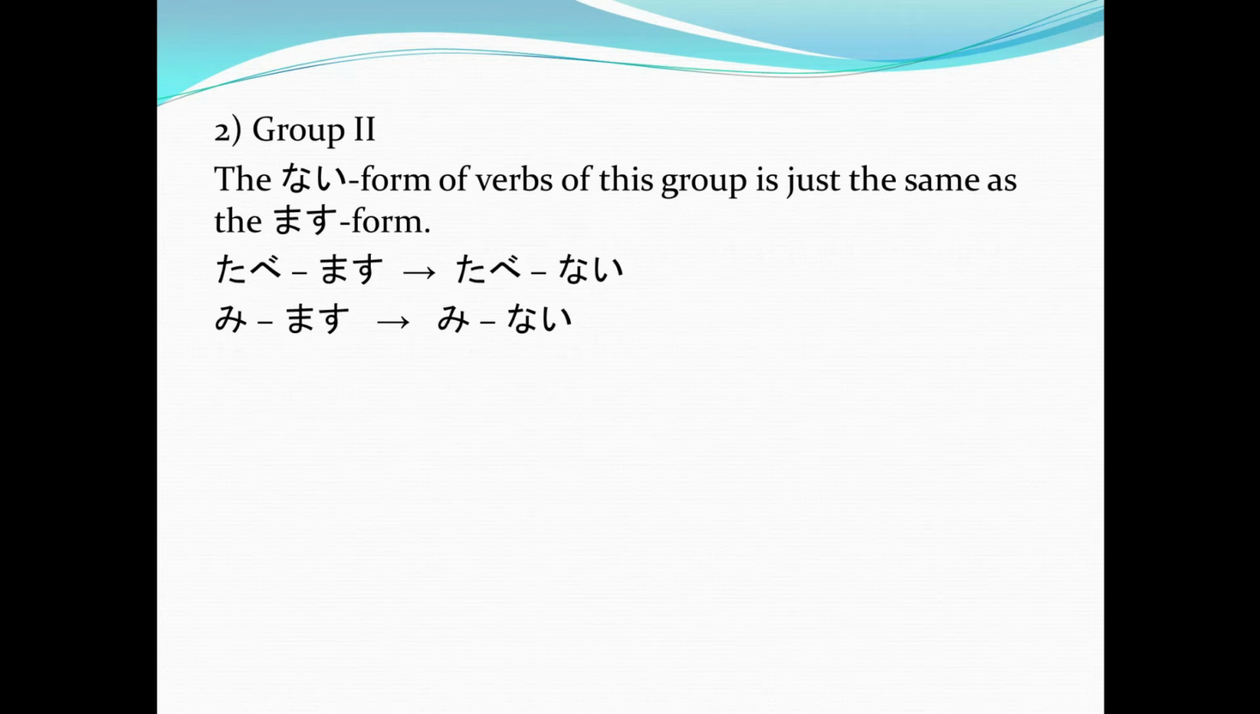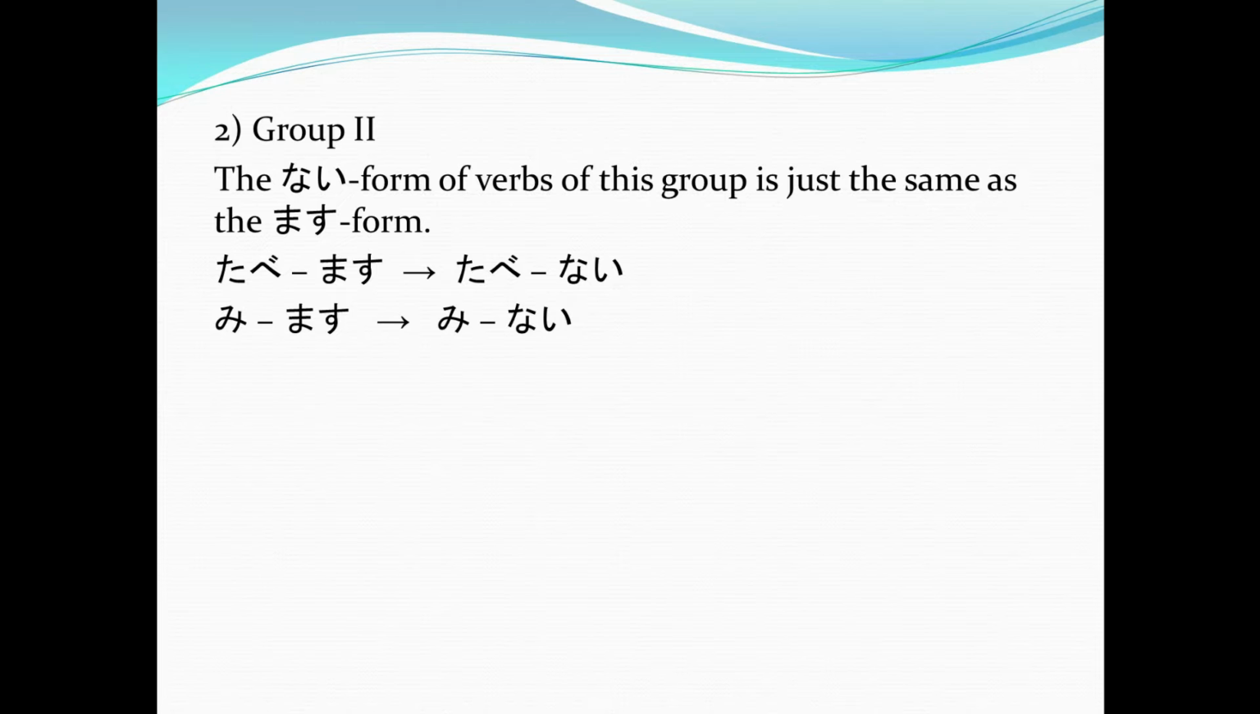Now let's move on to group 2 verbs. This is the easiest one to transform into nai form. The nai form of the verbs of this group is just the same as the mas form. You just have to drop the mas, then add the nai. Example, tabemas will become tabenai. Just drop the mas, then add nai.